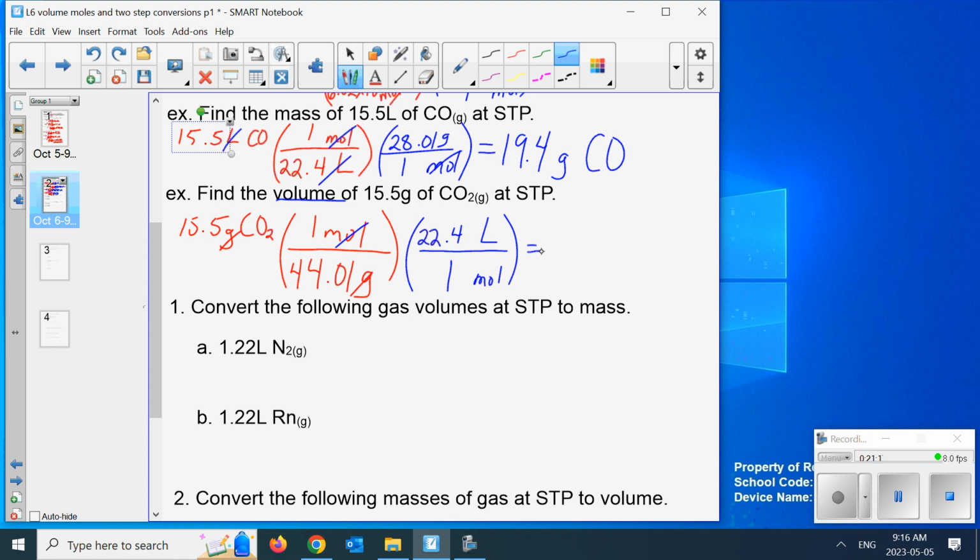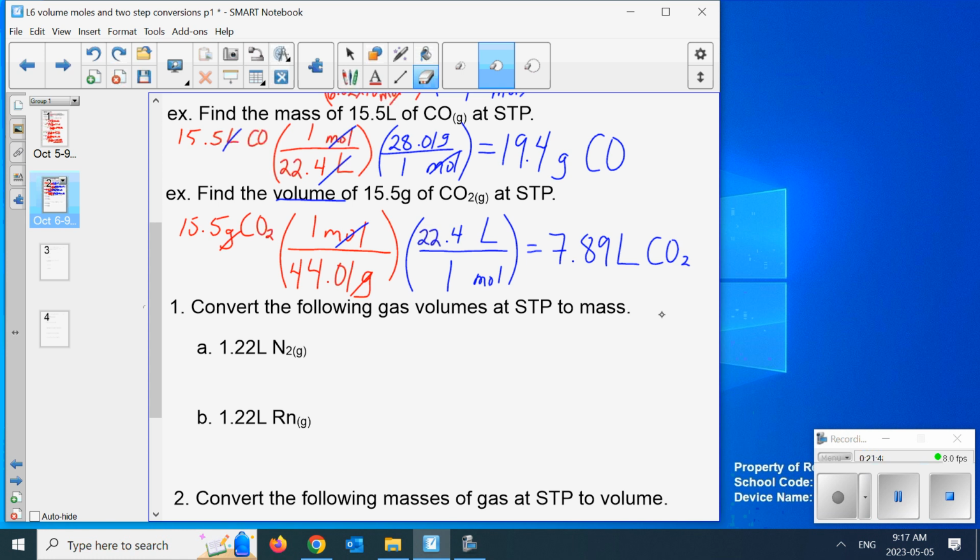15.5 divided by 44.0 times 22.4. Now I need 3 digits in my answer, and I got 7.889. I'm chopping it off there because I need to only go to 7.88, but I can't keep that. I need to round it up. 7.89. That is liters of CO2 gas.